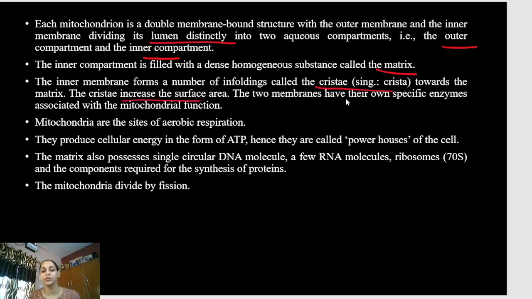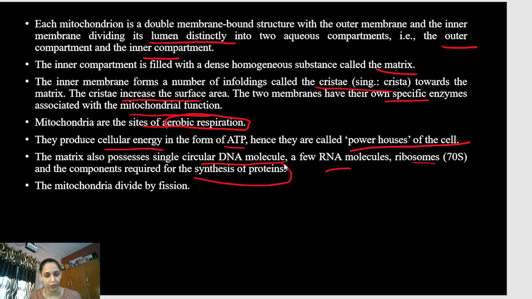The two membranes have their own specific enzymes associated with the mitochondrial function. Mitochondria are the site of aerobic respiration. They produce cellular energy in the form of ATP, hence they are called powerhouses of the cell. Matrix possesses a single circular DNA molecule and a few RNA molecules, ribosomes and components required for the synthesis of protein.